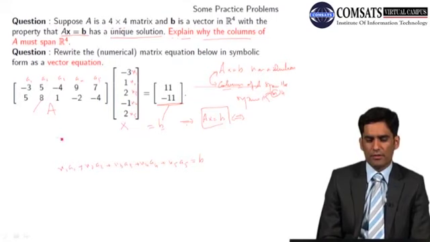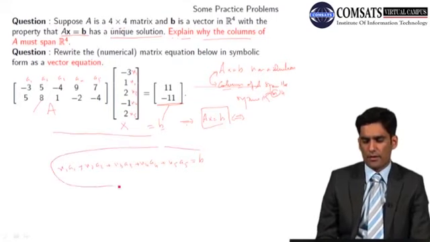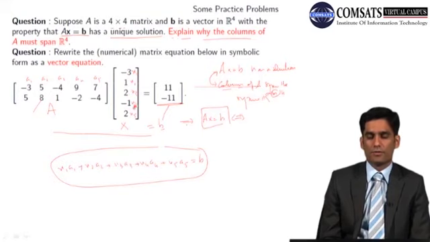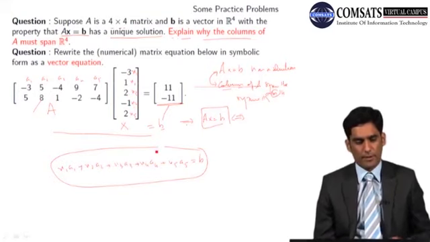This matrix equation and this vector equation are equivalent, where A1 is the first column of the matrix A, A2 is the second column, A3 is the third column, and so on and so forth. X1 is the first entry, X2 is the second entry, X3 is the third entry, and so on and so forth up till 12th.